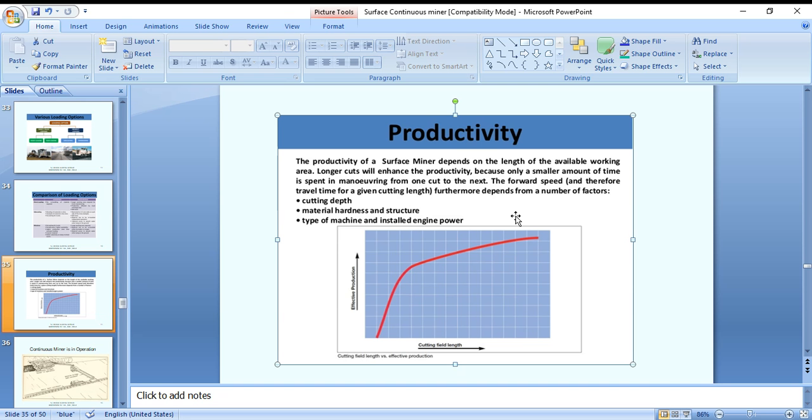The forward speed, and therefore traveling time for the given cutting length, further depends on a number of factors: cutting depth, material hardness and structure, type of machine, and installed engine power. So these are the basics influencing the productivity. Cutting depth is one important factor. Material hardness and structure is important. Type of machine and installed engine power are also influencing factors for increasing productivity.